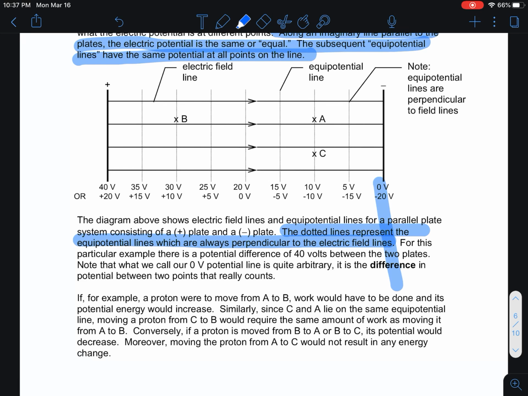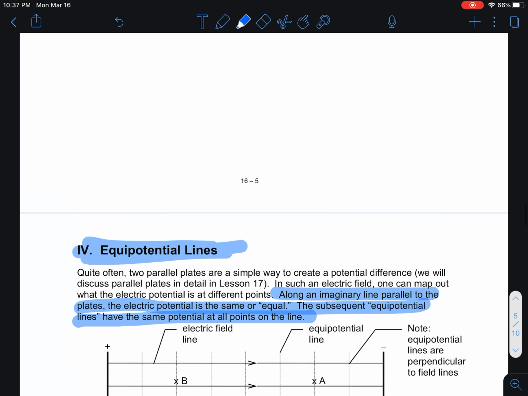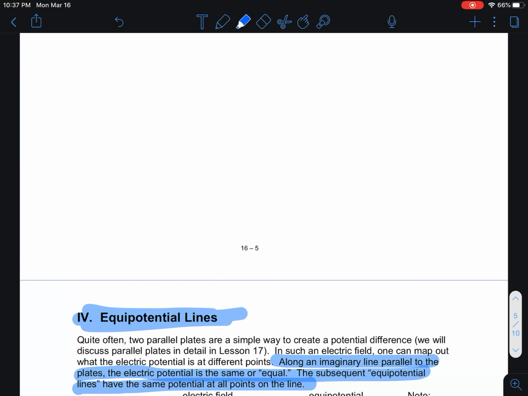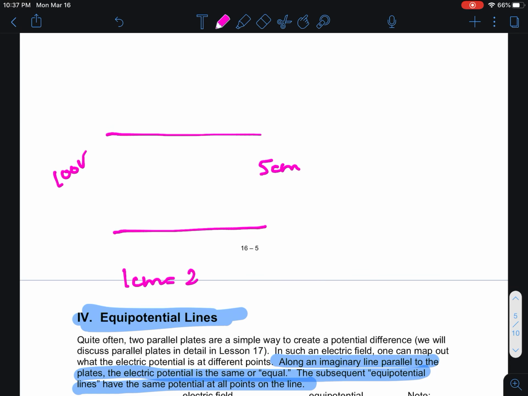So if we're drawing equipotential lines between parallel plates, well, that's the easiest. So we have two plates. We would have, let's say again, 100 volts across the plates, and let's go with 5 centimeters. And so every centimeter would represent 20 volts of potential.